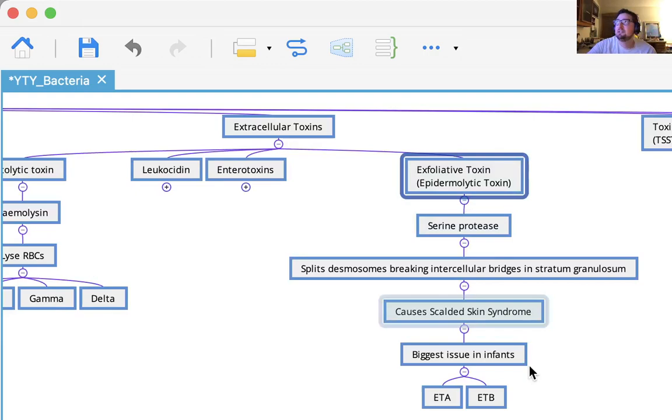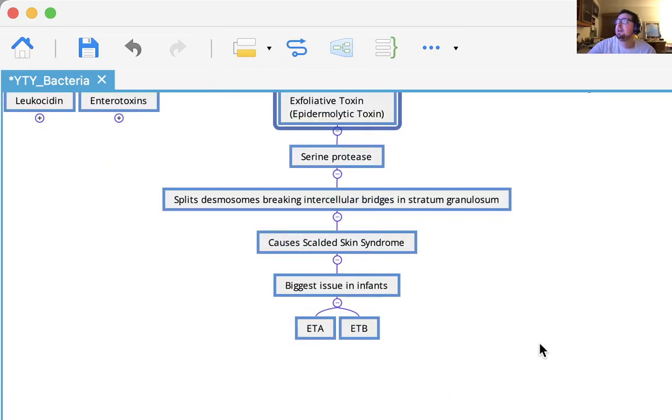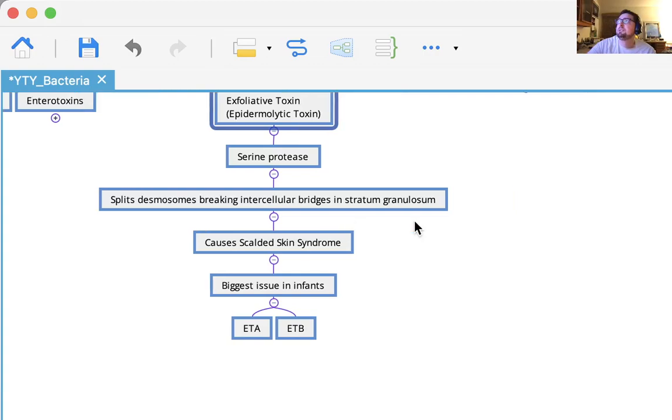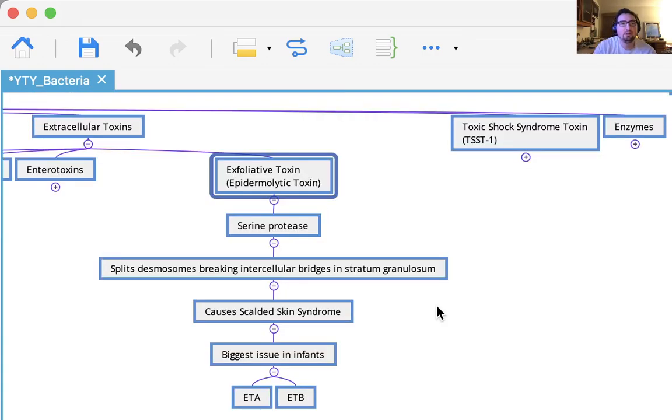And finally, for the extracellular toxins, we have the exfoliative toxin or epidermolytic toxin. So this is a serine protease. It splits desmosomes and breaks their intercellular bridges in the stratum granulosum, and this causes scalded skin syndrome. It's a huge issue in infants. I bet you will see this on your pediatric rotation. There are two types of it, ETA and ETB. I wouldn't worry so much about the types, but you should definitely know this. It's a very important toxin.